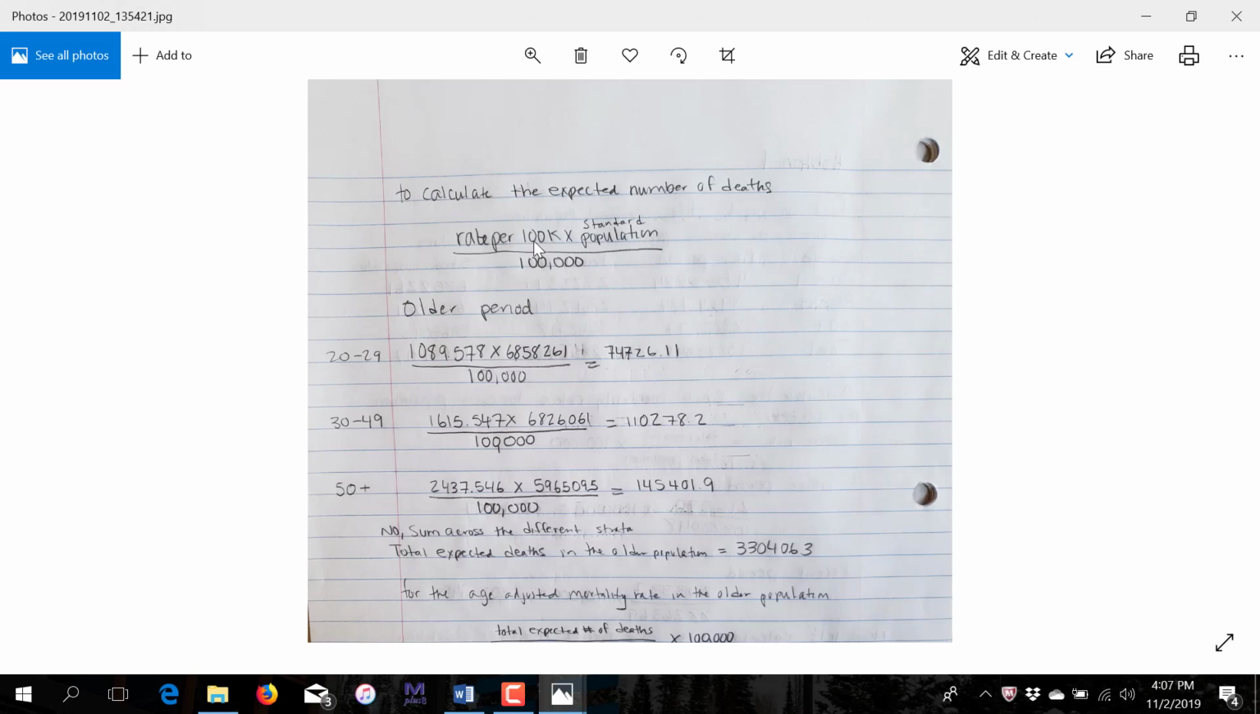We take the rate per 100,000 that we have and multiply it by the standard population for that stratum, and then divide it by 100,000. The reason we divide by 100,000 is that it's a rate per 100,000, right? So to eliminate that factor of 100,000, we have to divide by 100,000.